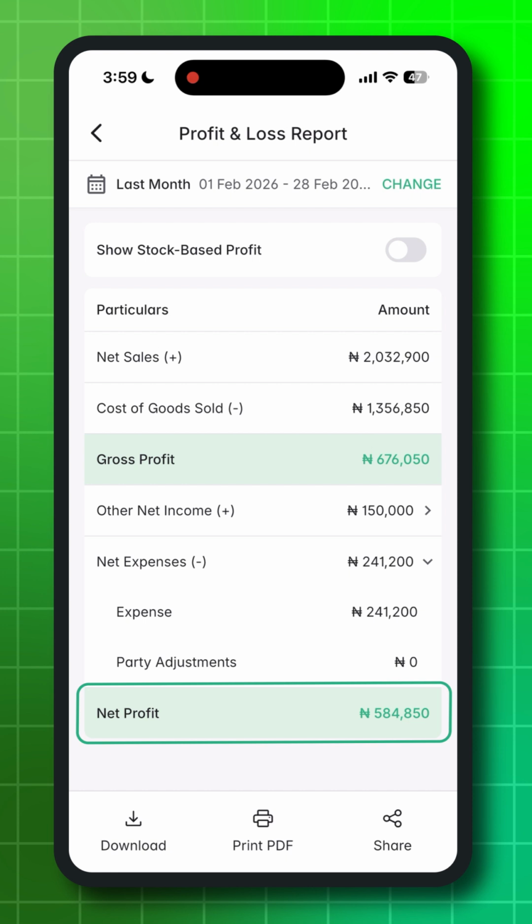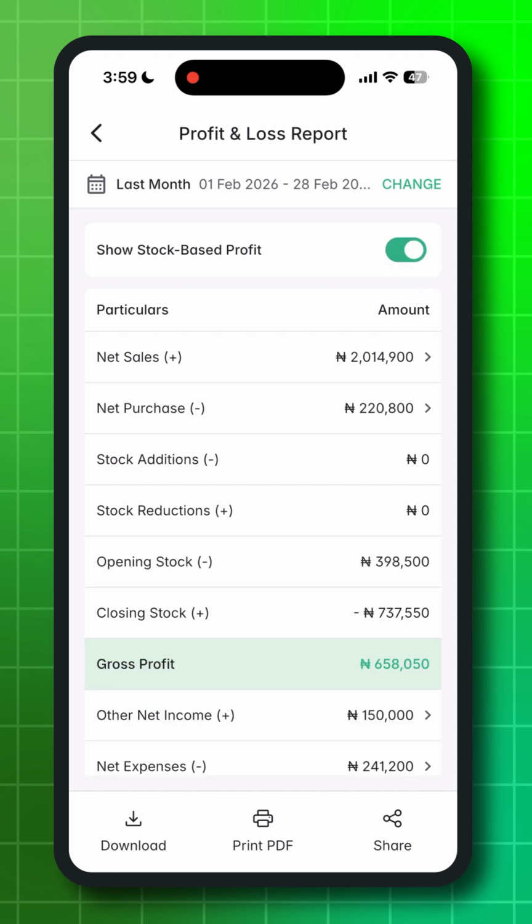Now let's look at the detailed version, when Show Stock-Based Profit is turned on. First, make sure the report period is correct. Then turn on the Show Stock-Based Profit toggle. Once enabled, the layout changes slightly because the system now calculates profit based on inventory movement as well. This gives you a more detailed and accurate view.